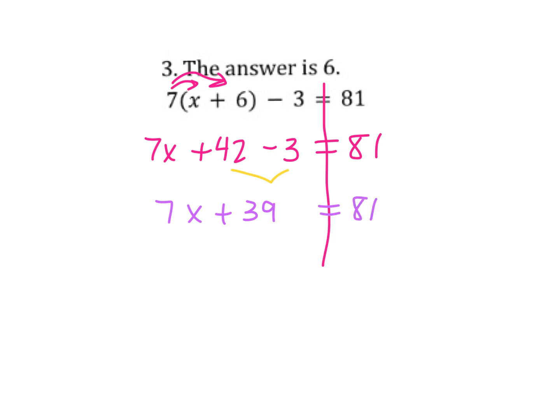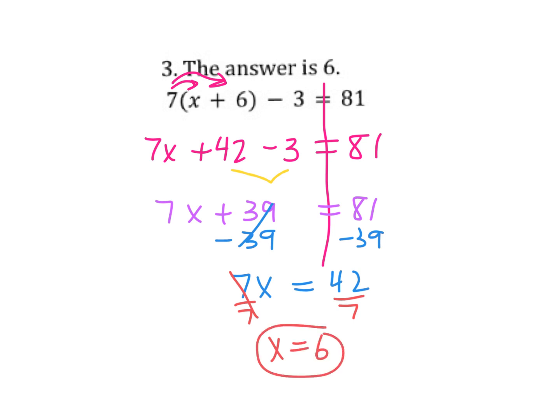Okay, once we get it to this, now we have a 2-step equation, and this is where you guys are getting really good at solving these. Let's subtract 39 on both sides. 81 minus 39 equals 42. Final step, we're going to divide both sides by 7, and x equals 6, which is what we were supposed to get. Okay, make sure you're showing all of the work and all the steps to get there.